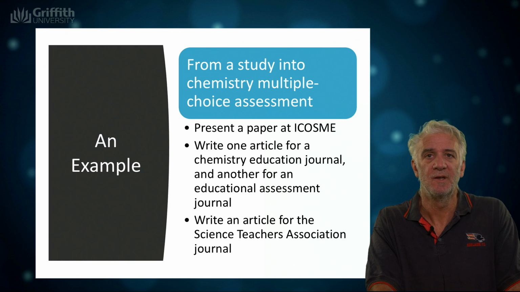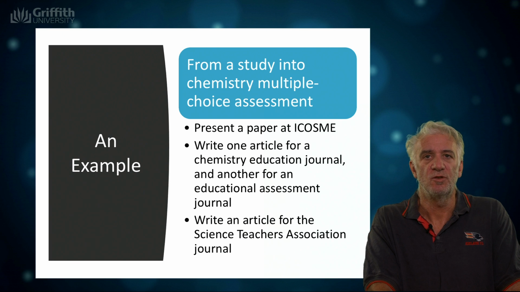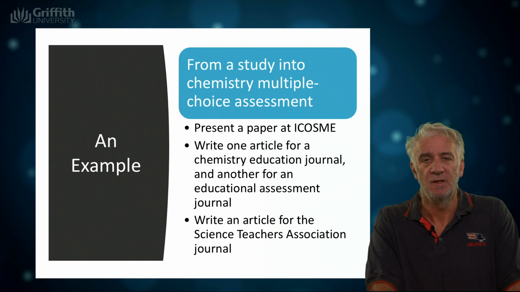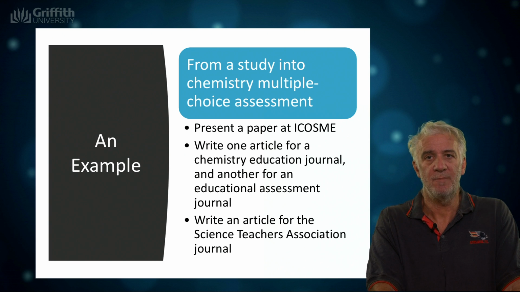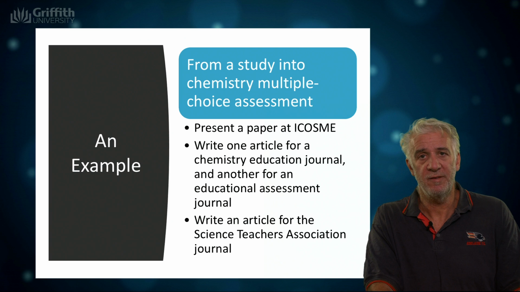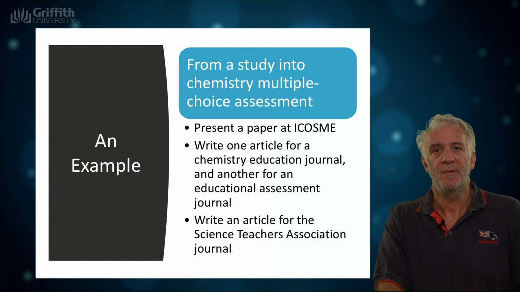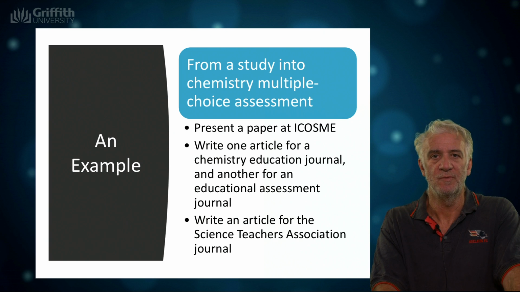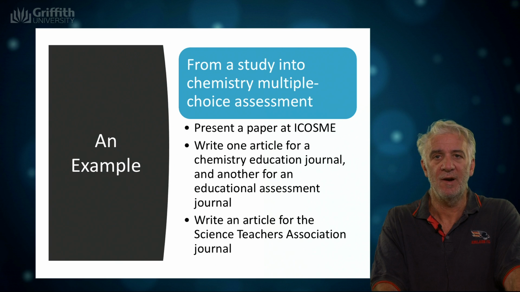Here's an example. If you did a study into chemistry multi-choice assessment, the first thing you could do is present your paper at the conference in August this year. Then the second thing you should do is, you've already done all that thinking and work around it, develop it up for a chemistry education journal. And then develop another one up for an educational assessment journal.